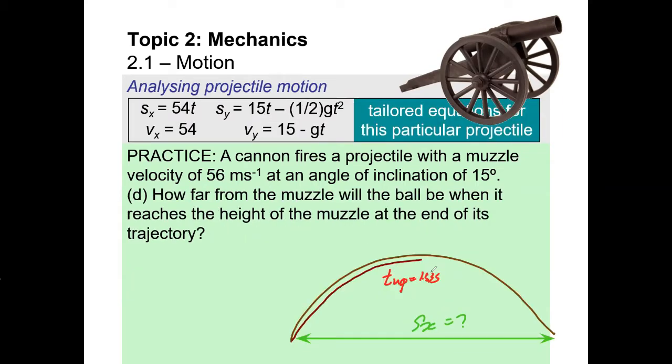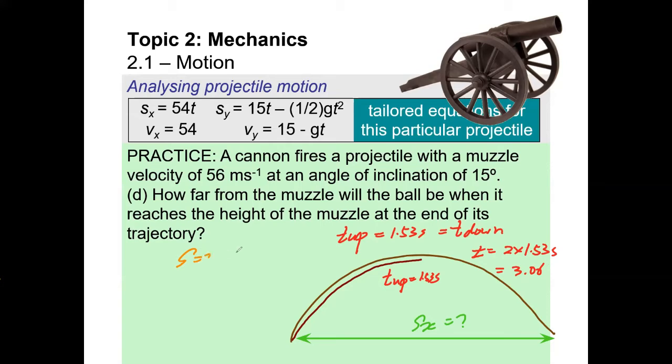How far from the muzzle will the ball be when it reaches the height of the muzzle at the end of its trajectory? It's a question asking for the range Sx. T up equals 1.53 seconds, which equals t down. Time taken is 2 times 1.53 seconds. That gives us 3.06 seconds. We are looking for range.